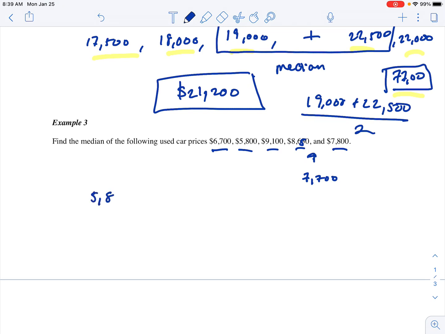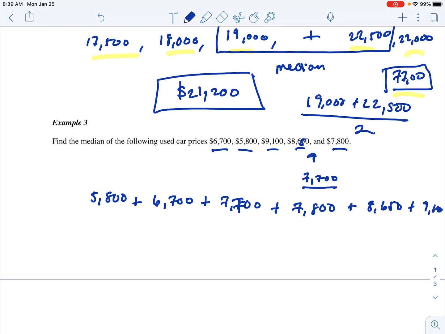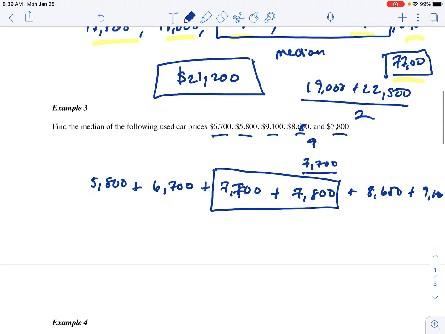We've got 5,800 plus 6,700 plus 7,800. Oops, 7,700. That one plus 7,800 plus 8,650 plus 9,100. 3, 4, 5, 6. So we're just going to take this middle 2 because there's 6.